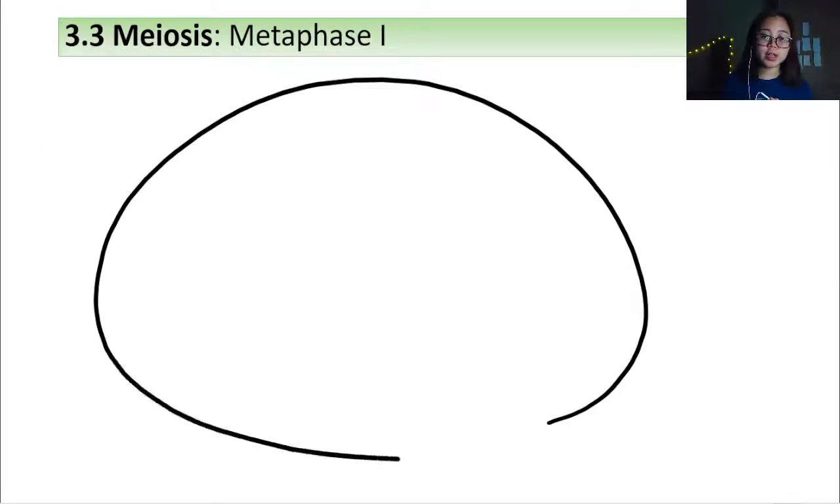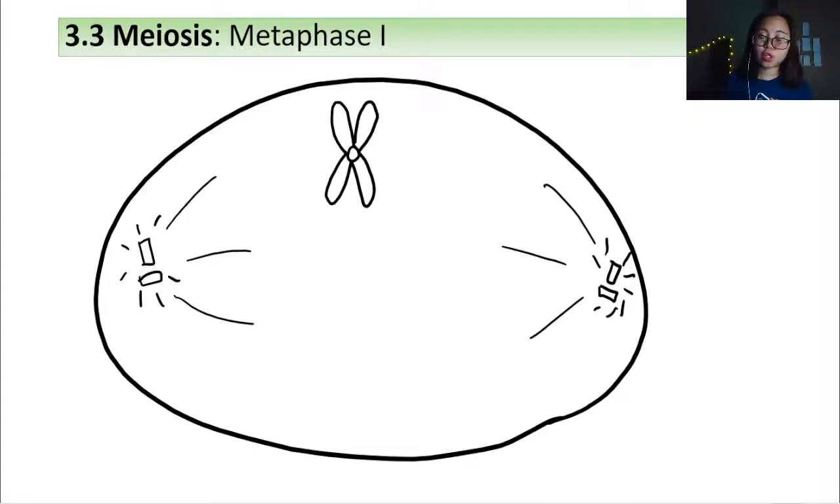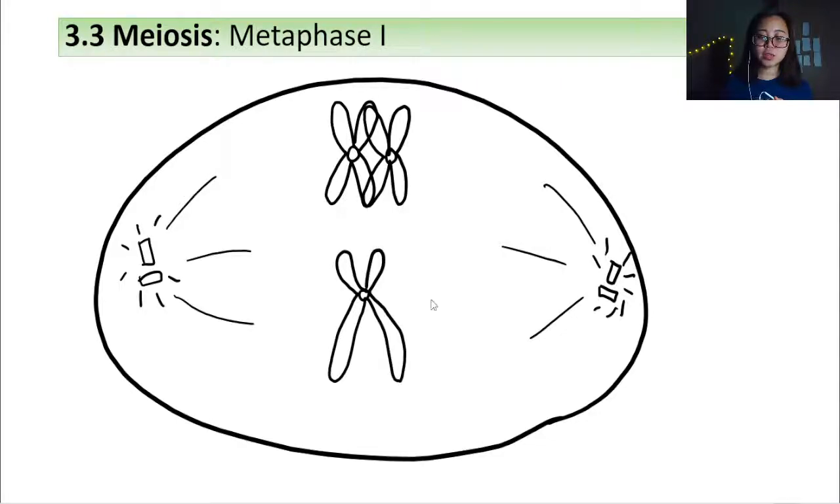We draw the cell again. It's okay if not very nice. We draw the centrosomes. We draw the homologous chromosomes lined up on the metaphase plate. So, sekarang saya lukis satu dulu kromosom. Saya lukis kromosom kedua. Okay, pasangan kedua pula. Satu kromosom, dua kromosom. Masih lagi synapsis. So, they're still paired with each other. Crossing over is still happening.